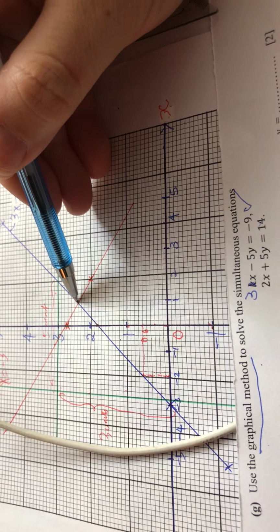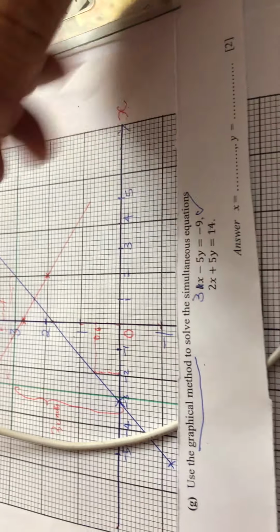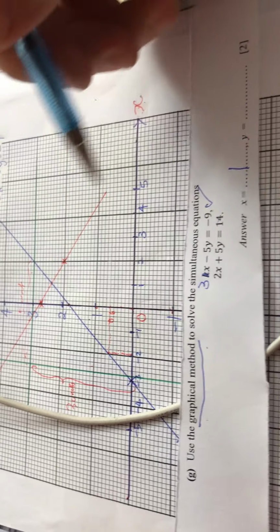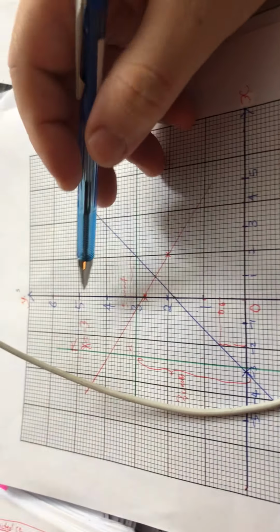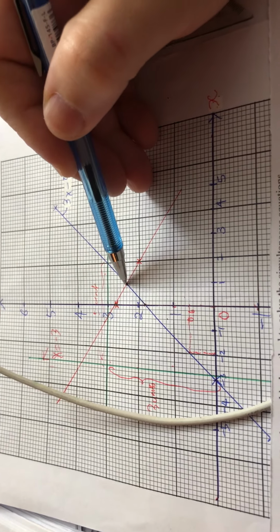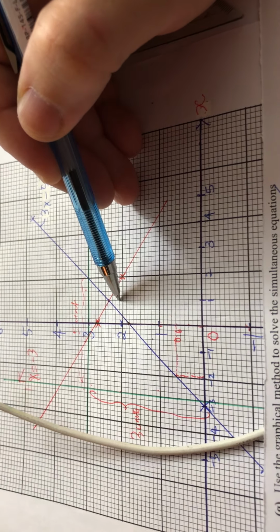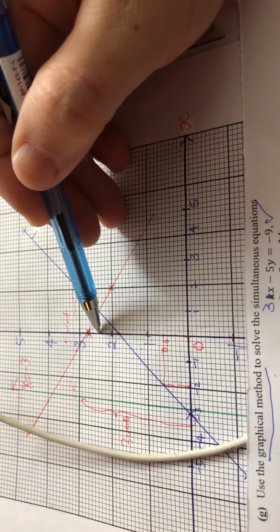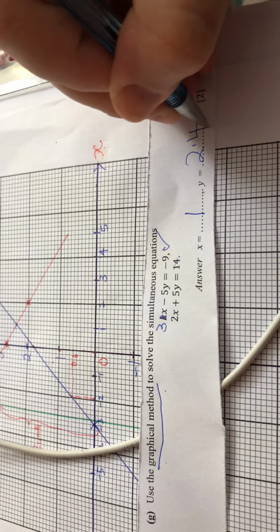Okay? This is the point, right? So this x value, 1. That'll be your answer for x. And to find the y value, you see the y-axis? We draw dotted line here. It's 2.4. Alright? So that will be your answer. That's all for graphical method.